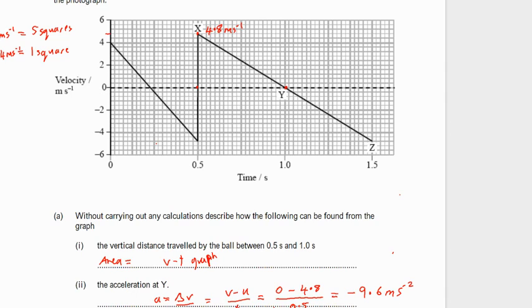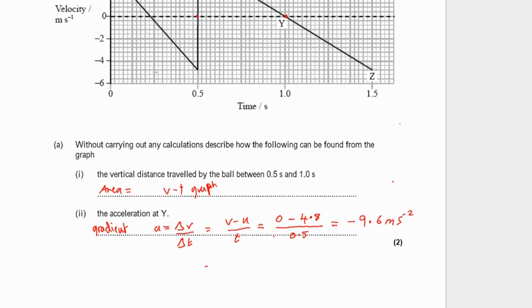Okay, now the acceleration, again, I calculated it, and it says without carrying out any calculation. So this is where I needed to read the question. It's the gradient of a velocity time graph. So the gradient will give us the acceleration, and I worked out those values, so that wasn't required. So the gradient of the graph gives us acceleration. The area gives us the distance traveled.